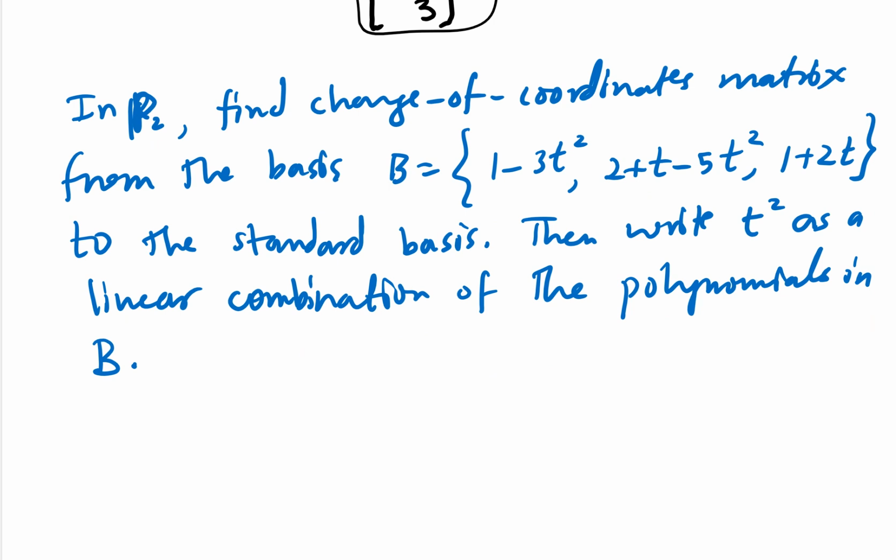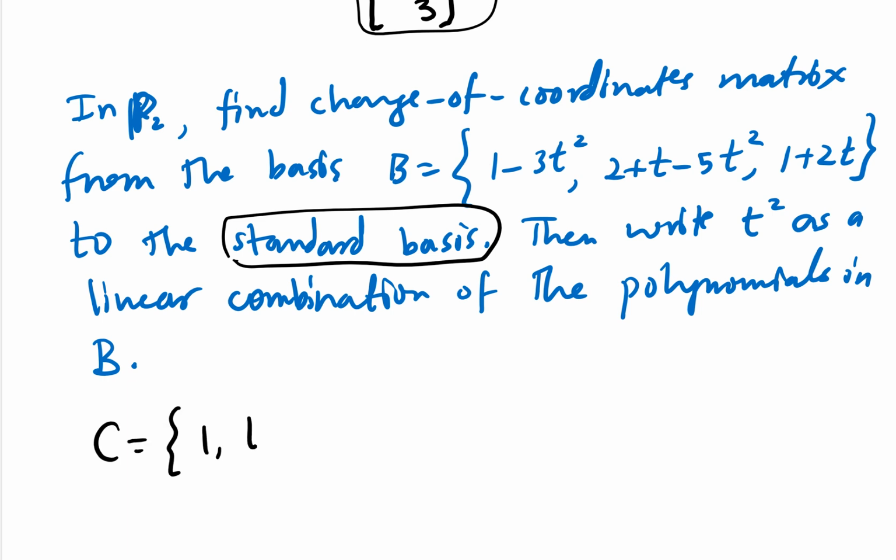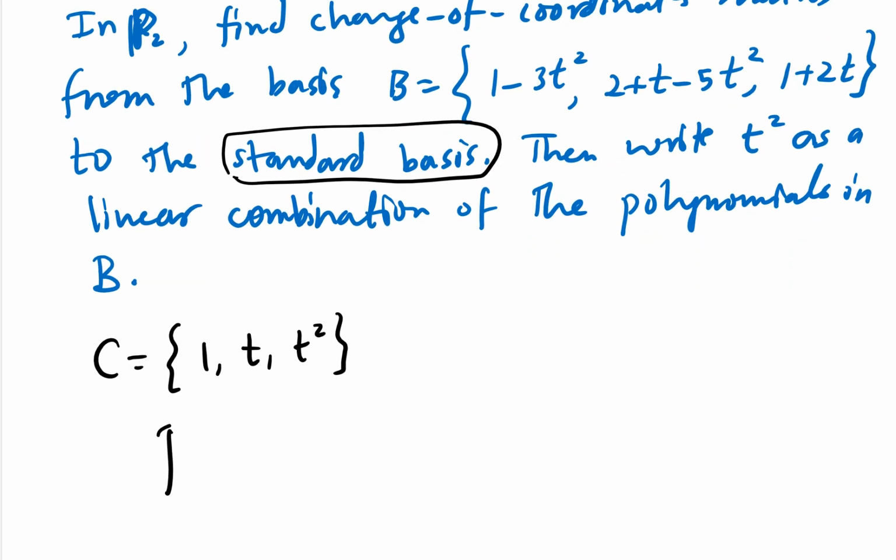So the standard basis of P2, call it C, and we know what it is. It's 1, t, t squared. That's the standard basis for P2. So they want us to find the matrix from B to C.